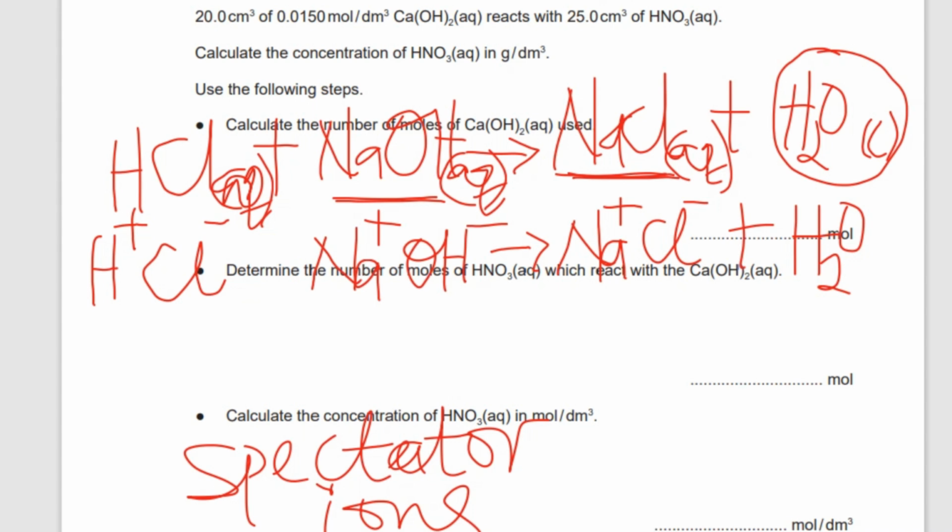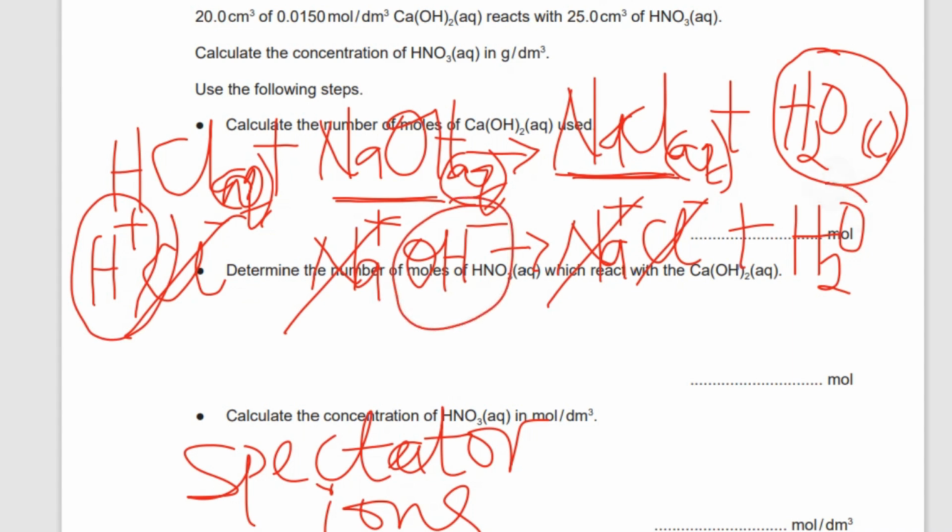The ions that appear on both sides of the equation, we have sodium ion, we strike it out, it is appearing on both sides. We have chloride ion on both sides, so we strike it out. So what we are left with is hydrogen ion, OH ion, to give you water, and that becomes the ionic equation for every neutralization reaction.